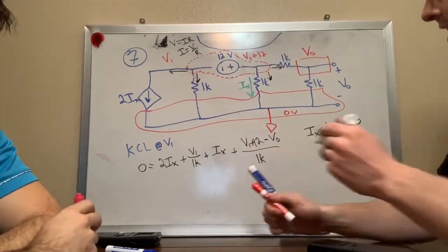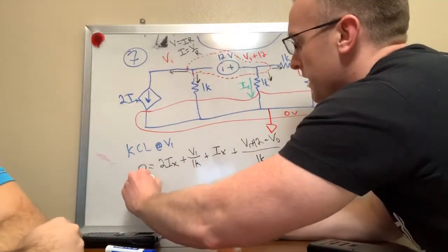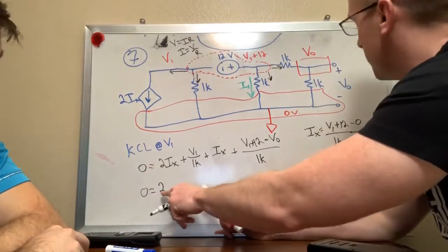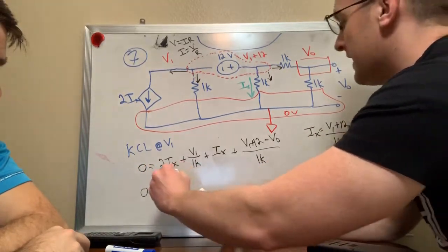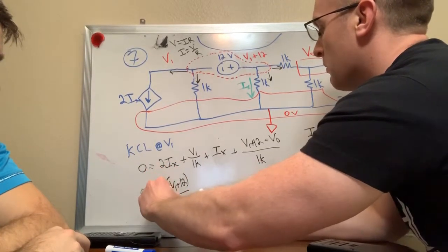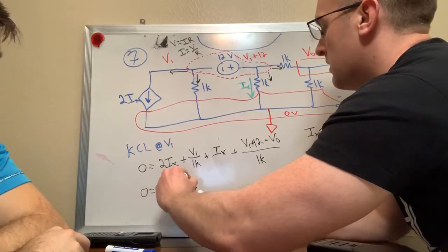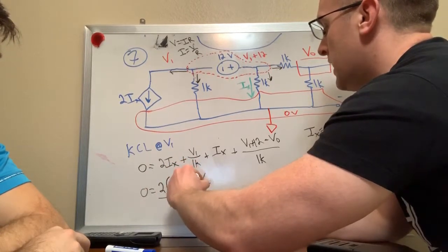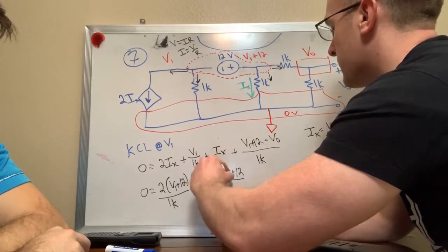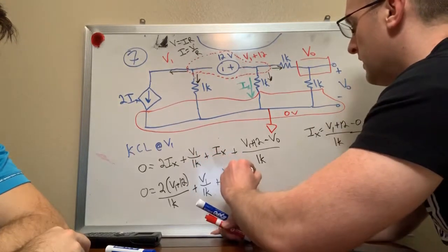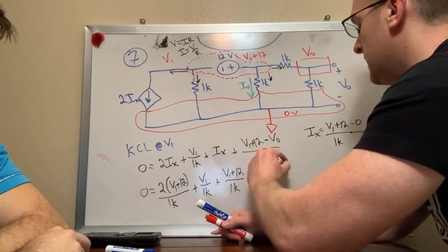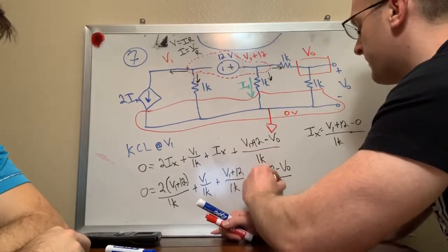So if we substitute that in, we get 0 equals 2 times Ix, which is (V1 plus 12) over 1K, plus V1 over 1K, plus Ix, which is (V1 plus 12) over 1K, plus (V1 plus 12 minus Vout) over 1K.